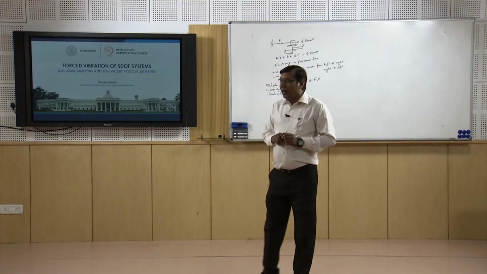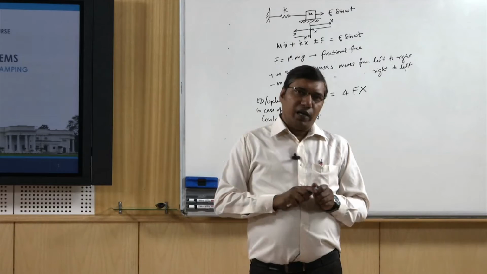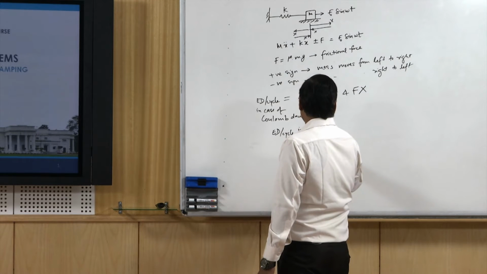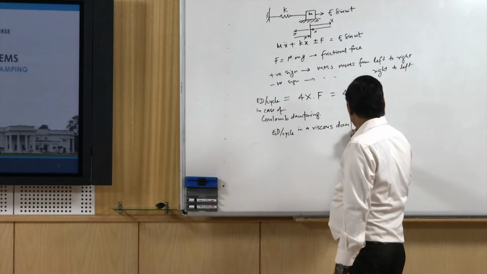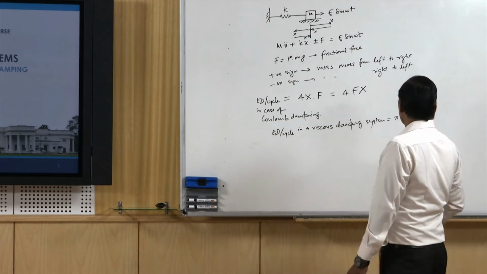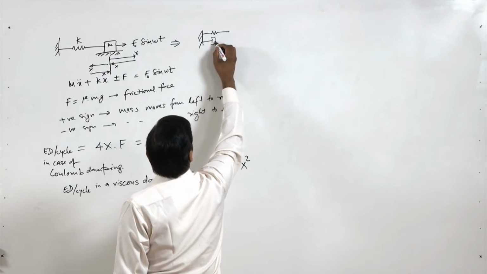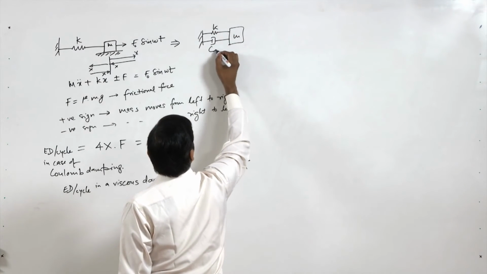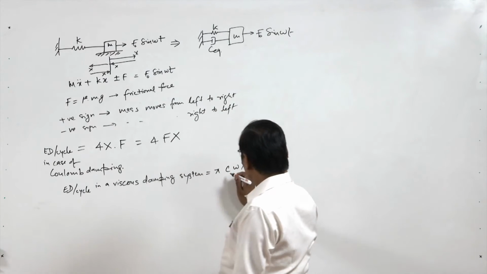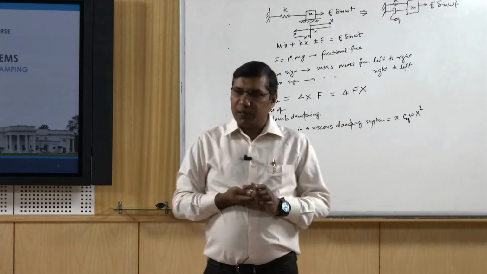Now we know that in case of a viscous damping system, the energy dissipated per cycle is pi c omega x square. So the energy dissipated per cycle in a viscous damping system is equal to pi c omega x square. It means we are going to convert this system into an equivalent viscous damping system. So this is m, k, and here is c equivalent, and this is F0 sine omega t. Here we say c equivalent because we are converting to an equivalent viscous damping for the Coulomb damping case.